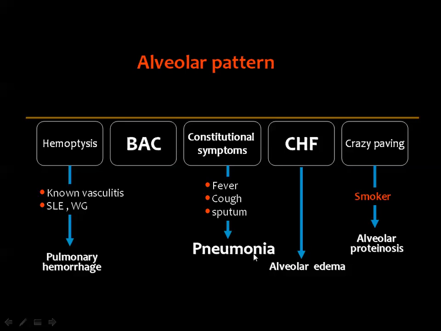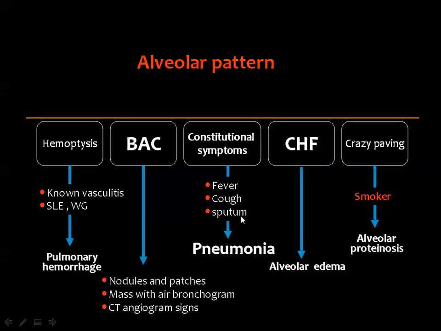In cases of bronchoalveolar carcinoma, it is usually difficult to reach the diagnosis from the CT scan. But if you remember, I have mentioned that if there are nodules and patches, this is one of the helpful signs. If there is a mass with air bronchogram, this is a helpful sign, and the CT angiogram sign is also helpful.